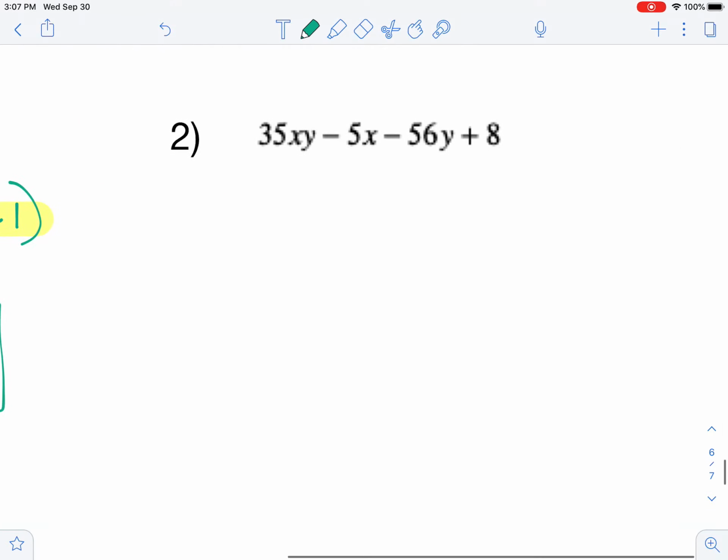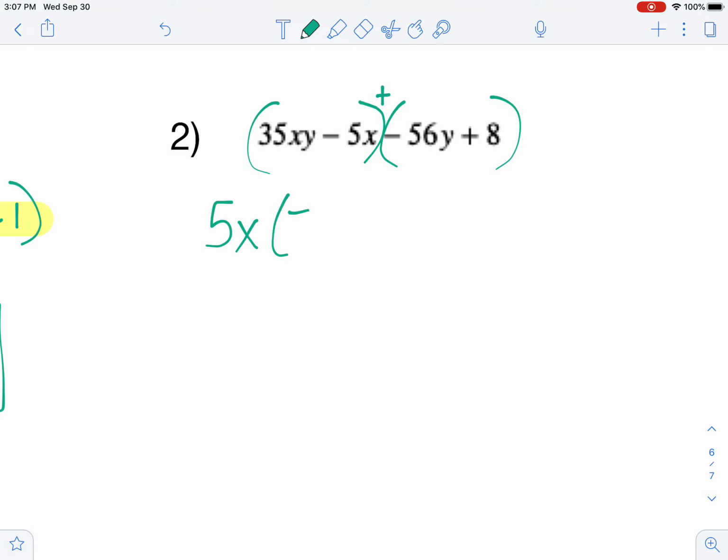In the second one, I'm going to do the same thing. Notice this one has 2 variables. All right, that negative, notice I put a negative inside those parentheses because I'm going to factor that out. So, what's the GCF between 35 and 5? 5. And it also has x. So 5x is the GCF. Again, if 5x is the GCF, then that leaves a 1 there.